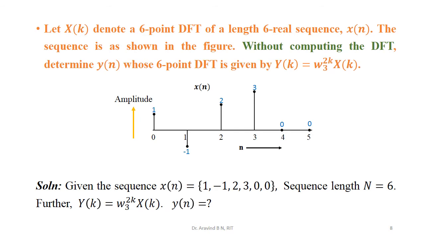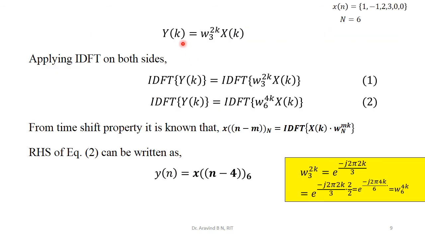So let us go through the solution. Let us start with the solution part. Given y of k is equal to omega 3 2k into x of k. From the previous slide we have got x of n, and n is equal to 6 has been taken here for further reference. Now starting with the solution, y of k is given, asked for y of n.